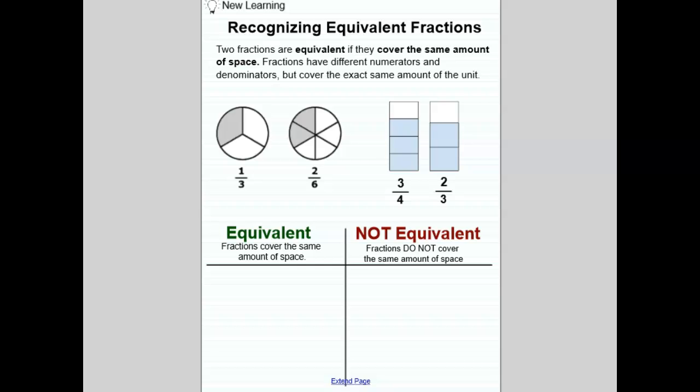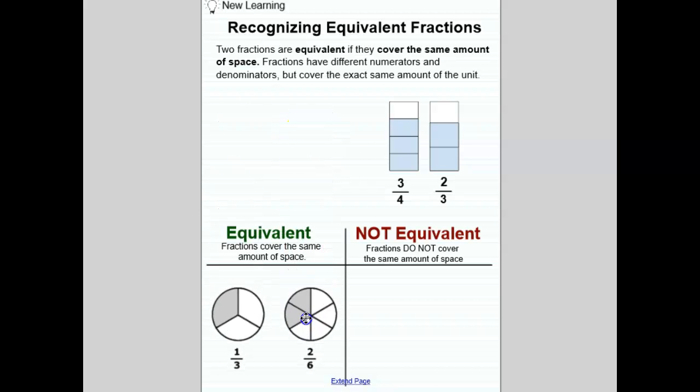Okay, so I see that for this first fraction pair, the first fraction is 1/3, the second fraction is 2/6. Do they cover the exact same amount of space on the unit? Remember, their numerators and denominators will be different. We're just looking at the amount of space covered. Are 1/3 and 2/6 equivalent fractions? Pause the video. Yes, third graders, great thinking. They are equivalent because look, they cover the exact same amount of space on a unit.